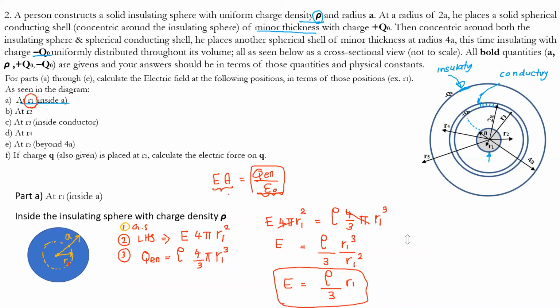Rho is a constant, 3 is a constant, similar to what we saw before. I'm sorry, this is Q enclosed only, right? So you need to have epsilon naught. Sorry, I forgot that. So the whole thing is divided by epsilon naught.